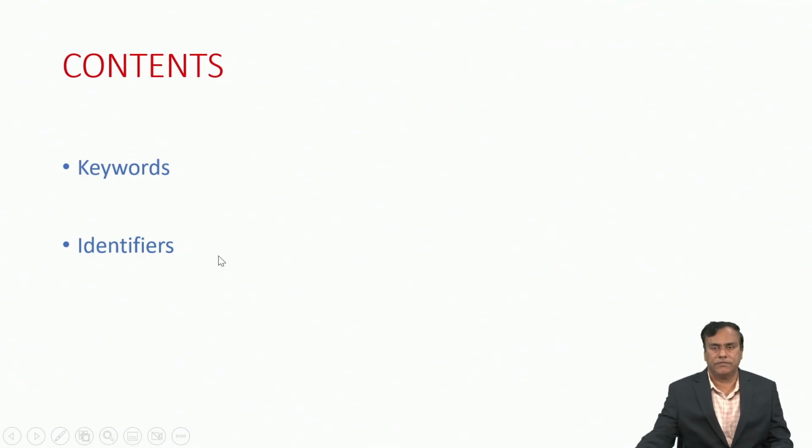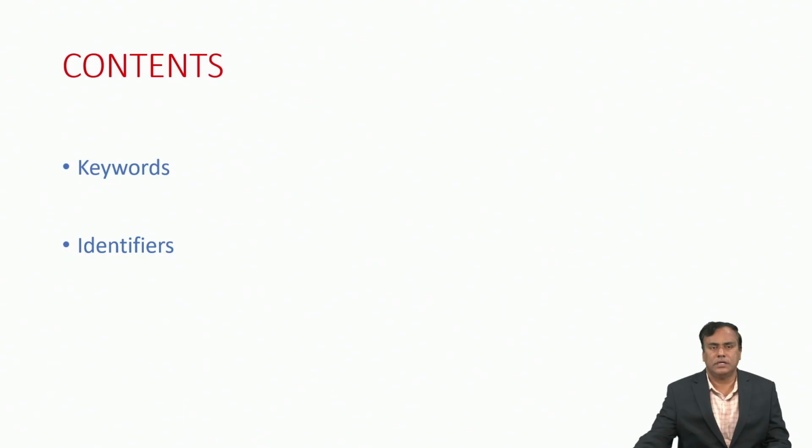So what are identifiers? Identifiers are user-defined names. We need to follow some conventions in giving the name. These are the rules to be followed. You can have letters, digits, and the only special character you can have in forming an identifier is the underscore. And the first symbol must be a letter. These are the rules for identifiers.